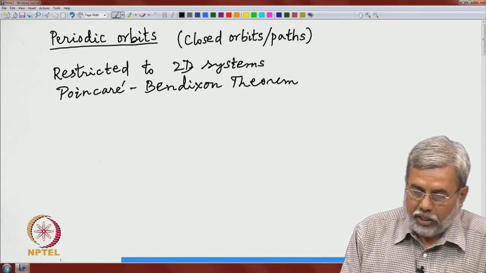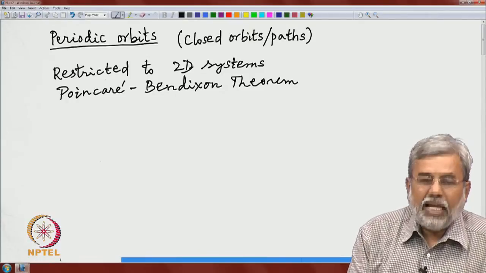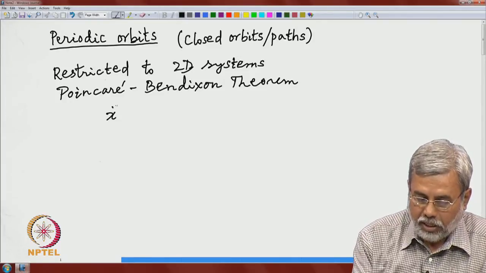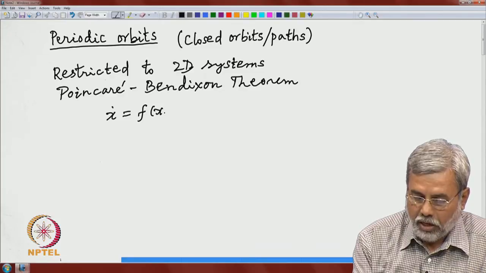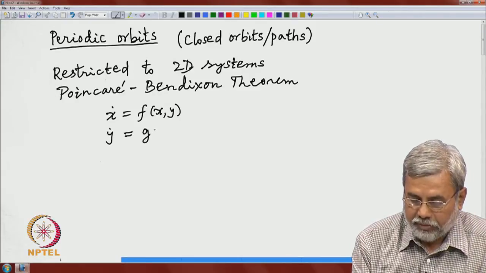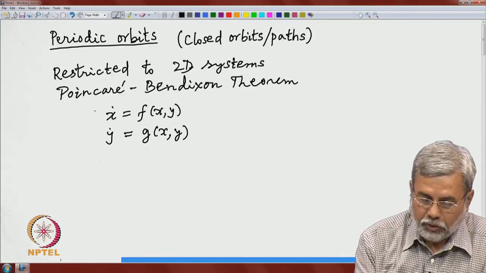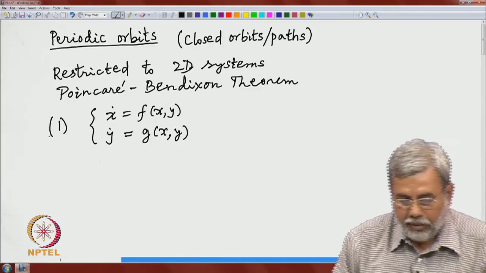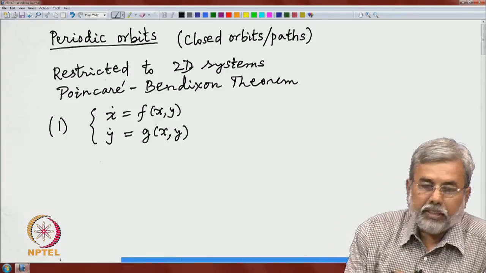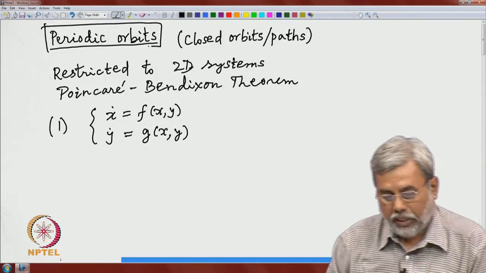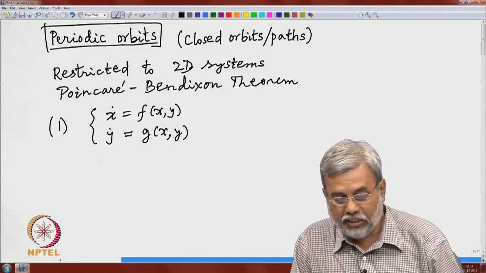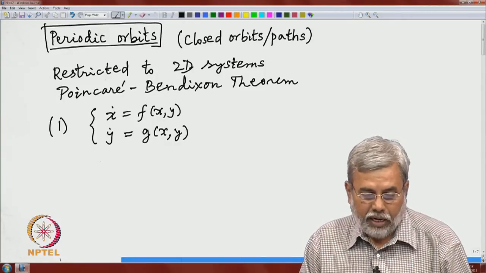Since we are discussing only 2D systems, let me change the notation a little bit and write our system as x dot equal to f of x, y, and y dot equal to g of x, y. It is autonomous, so there is no t dependence on the right hand functions. Here x and y are the unknown functions of t, and this is our 2D system, system 1. We would like to discuss the existence of periodic orbits for this system. So, what are the necessary conditions? What are the sufficient conditions? There are only sufficient conditions; necessary conditions are too hard to come by.